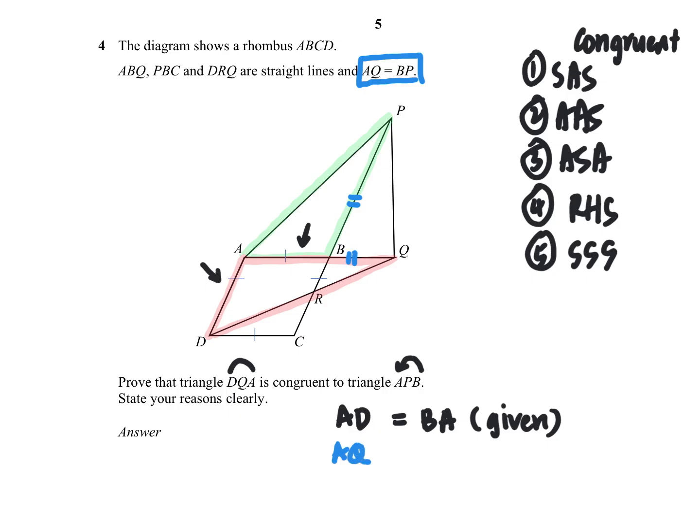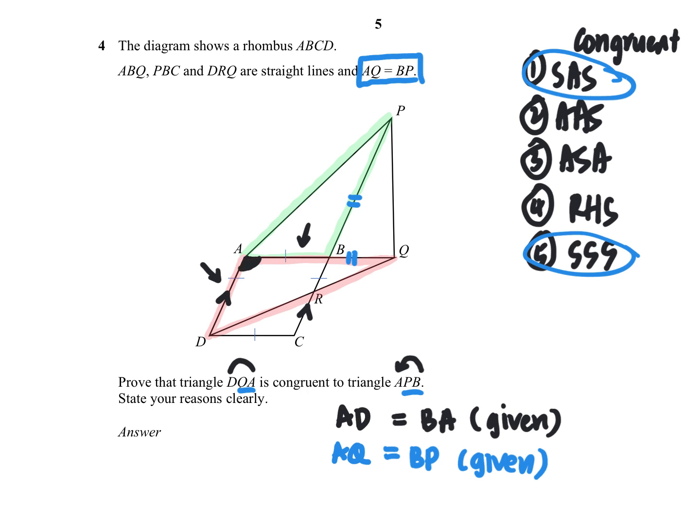AQ and BP. So you have 2 lengths already. This is also given. You only need 1 more. It's either this one or this one. Alternate. Yes. So actually, if you can see, we know that these 2 sides are parallel. So you can see an alternate angle here.